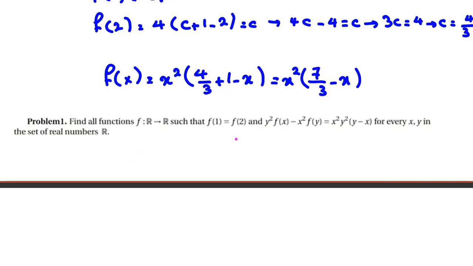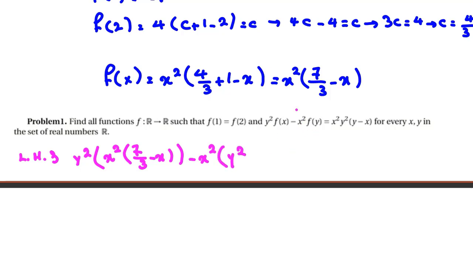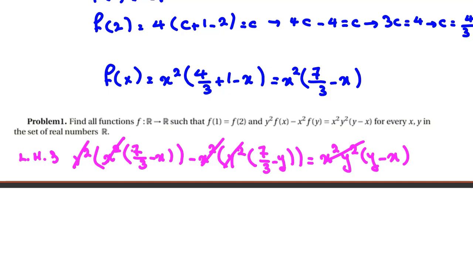Okay, now let's replace here. The left hand side will be y squared times f of x, which will be x squared times 7 over 3 minus x, minus x squared times y squared, where we replace f of y with y squared times 7 over 3 minus y, equals x squared y squared times y minus x. If y or x equals 0, then both sides will be 0. If none of them equals 0, we can cancel them.